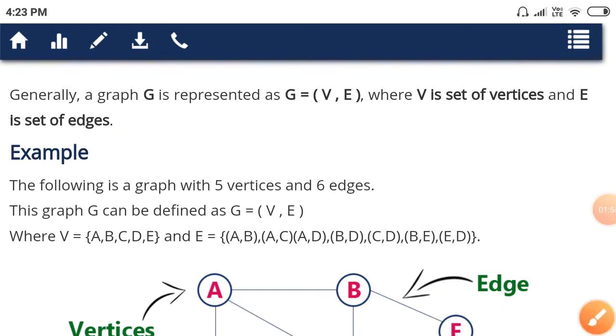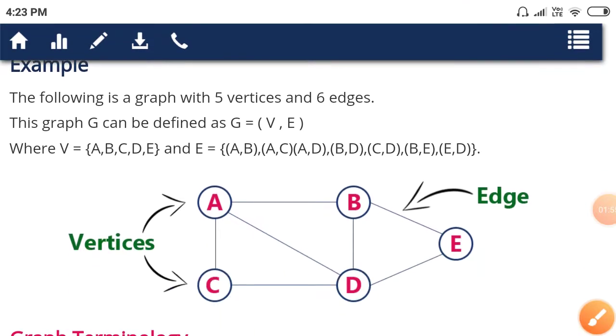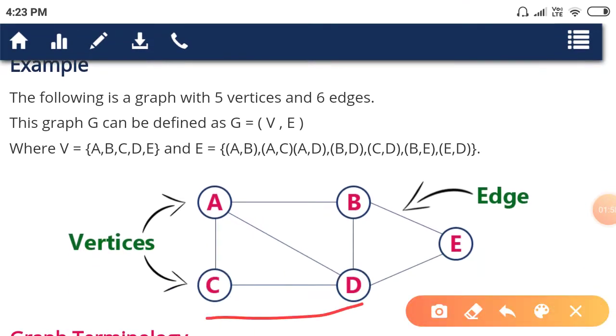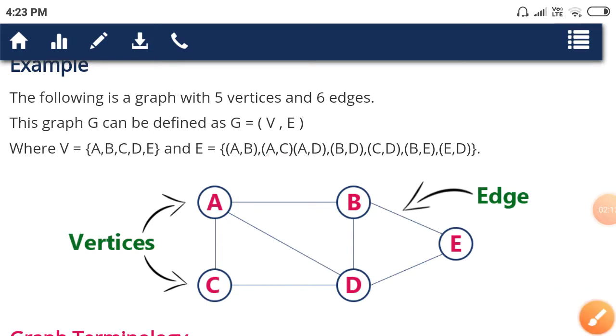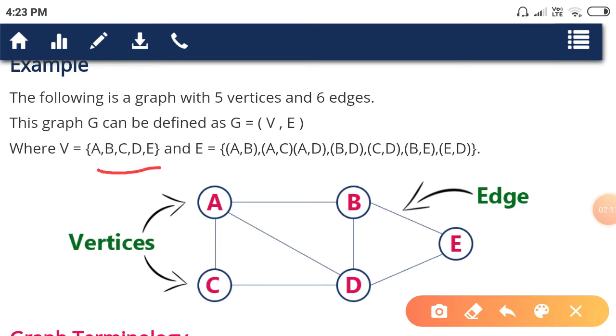And the example for this is this. So this is a graph. Here A, B, C, D, E are the vertices. And the connection link between two vertices, we have to call that an edge. See here the vertices are A, B, C, D, E, and the edges are AB, AC, BD, CD, and then AD, AE, BE. So these are the edges.